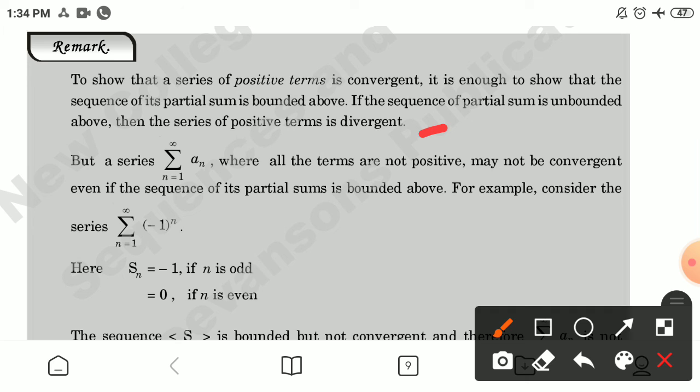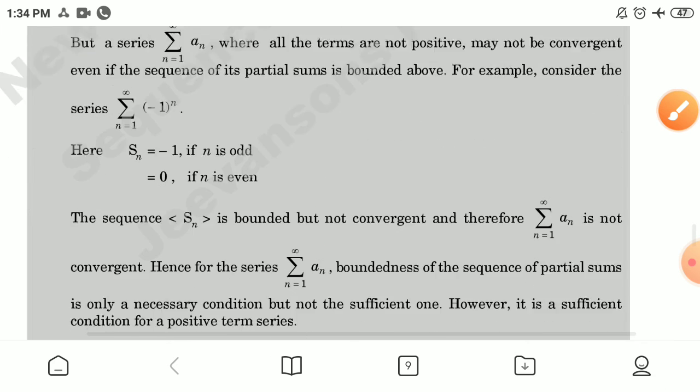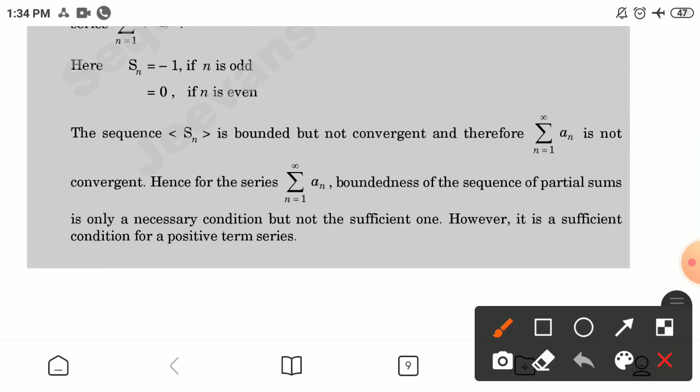For example, consider the series summation of minus 1 raised to power n, n from 1 to infinity. Here the sum of first n terms will be either minus 1 or 0. The sequence Sn is bounded but not convergent, and therefore the series summation an is not convergent. Hence, for the series summation an, boundedness of the sequence of partial sums is only a necessary condition, but not a sufficient one. However, it is a sufficient condition for a positive term series.